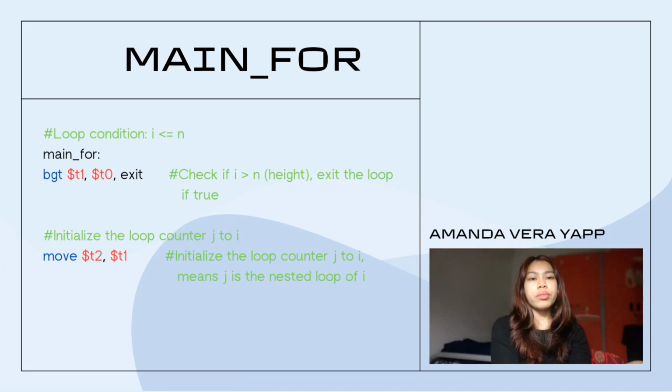When we need to do the loop, we need to initialize the loop counter j to I. We move register T2, register T1 to initialize the loop counter j to I, meaning j is the nested loop for I.